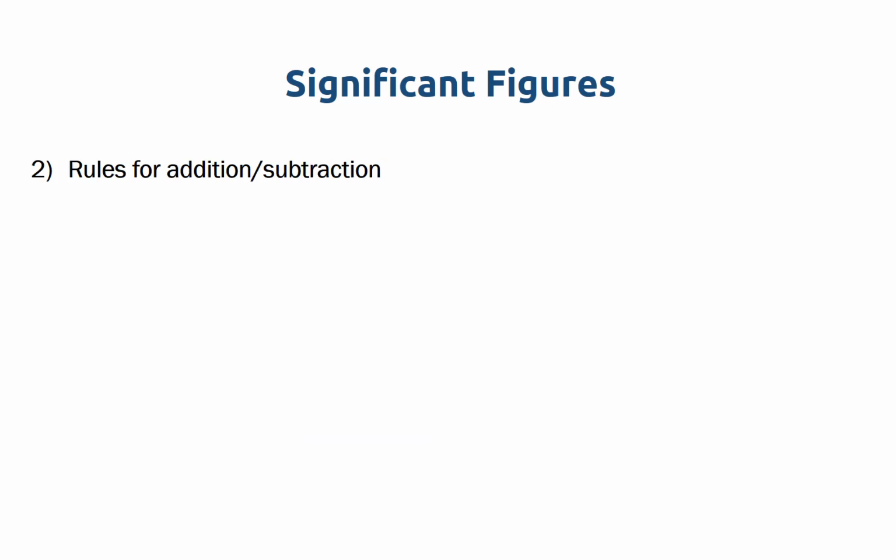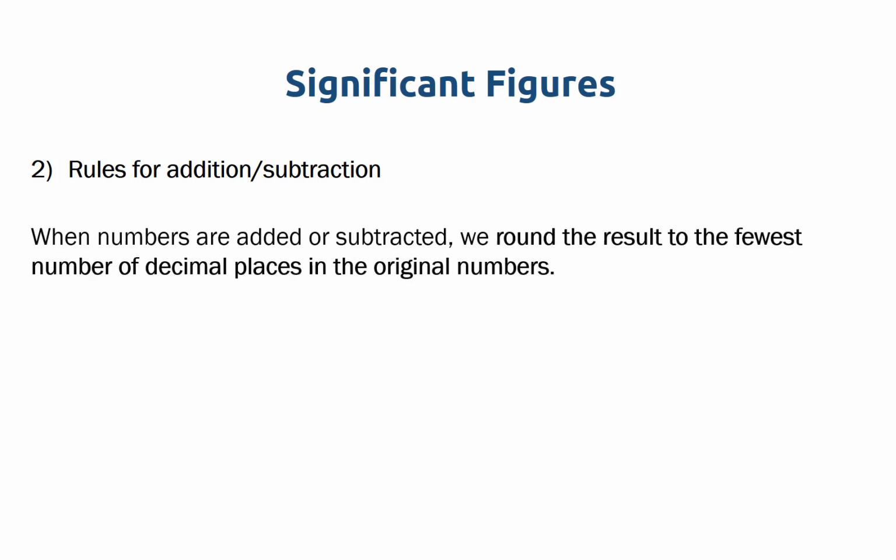Now let's talk about the rules for addition and subtraction. When numbers are added or subtracted, the way that we handle significant figures is that we round our result to the fewest number of decimal places in the original numbers. So let's look at what that means.